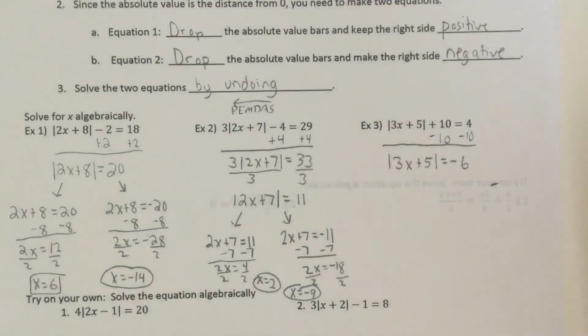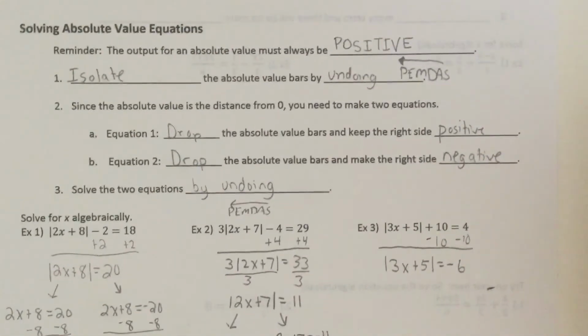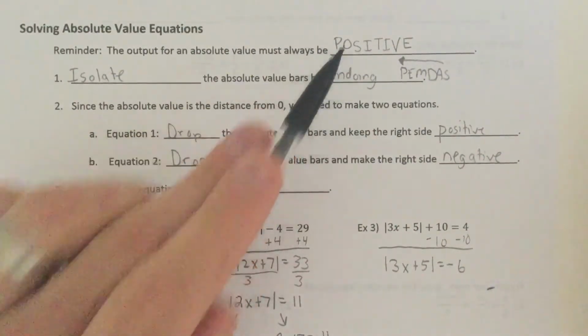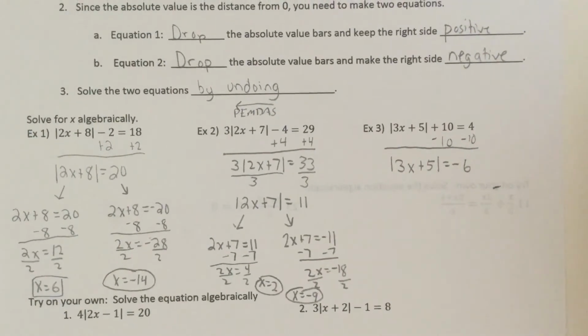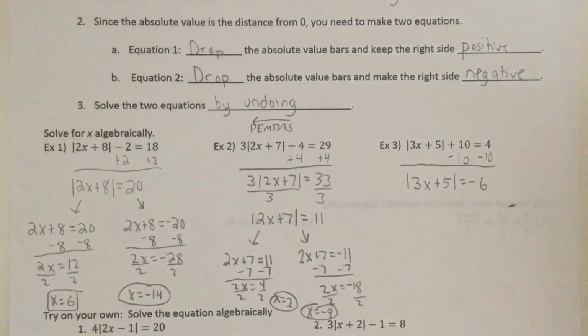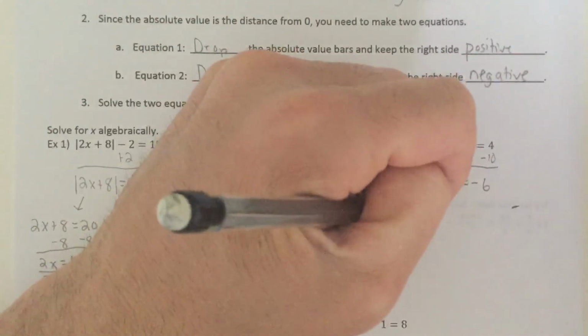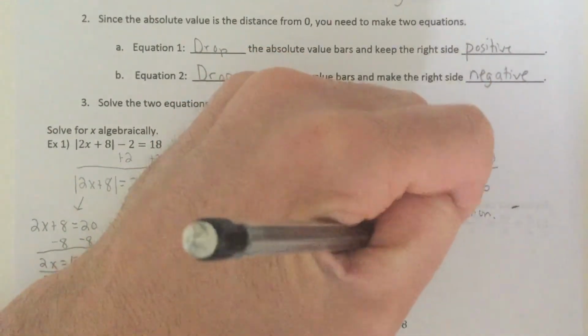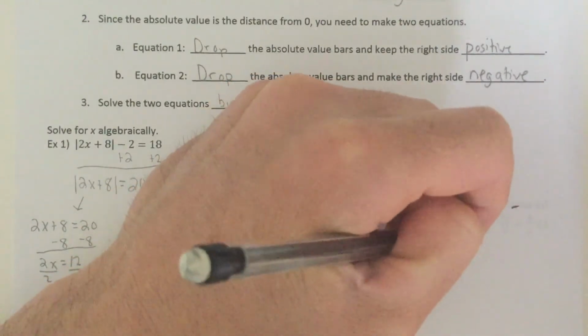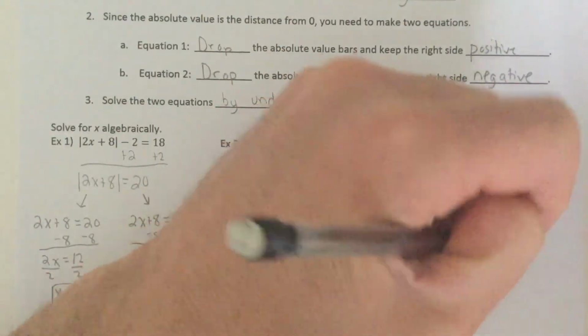Just remember, what did we say always about the output of an absolute value? When that absolute value is isolated, it always must be equal to a positive number. And right now, this absolute value is equal to a negative number. So therefore, this tells me that there is no solution. And again, the reason there's no solution is because the output must be positive.